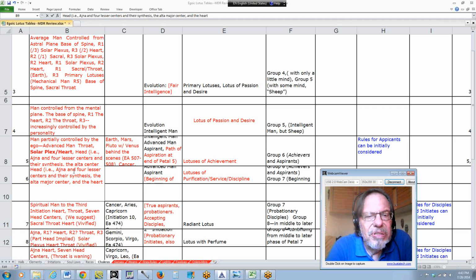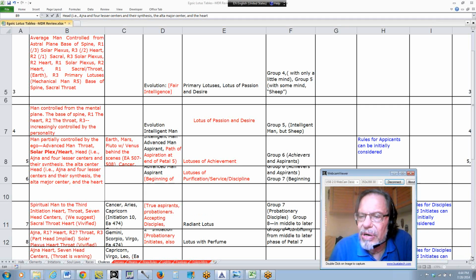But anyway, we're getting to the 7th petal, which is spiritual man, because he's taking the first initiation after he has expended some strenuous and abnormal effort. So spiritual man to the 3rd initiation is the heart, the throat, and the 7 head centers. And another suggestion possibly, that the sacral, throat, and heart are vivified. The sacral connecting with the mental elemental and its elevation to the throat at the first initiation.